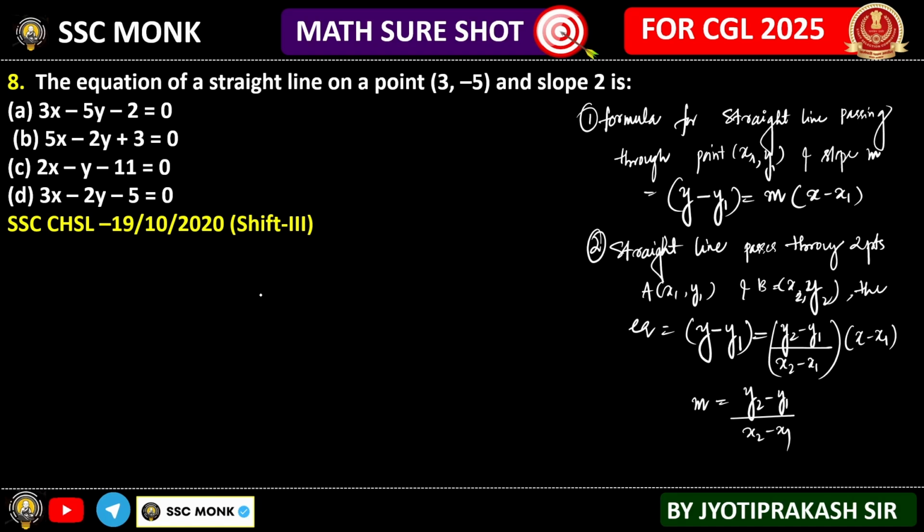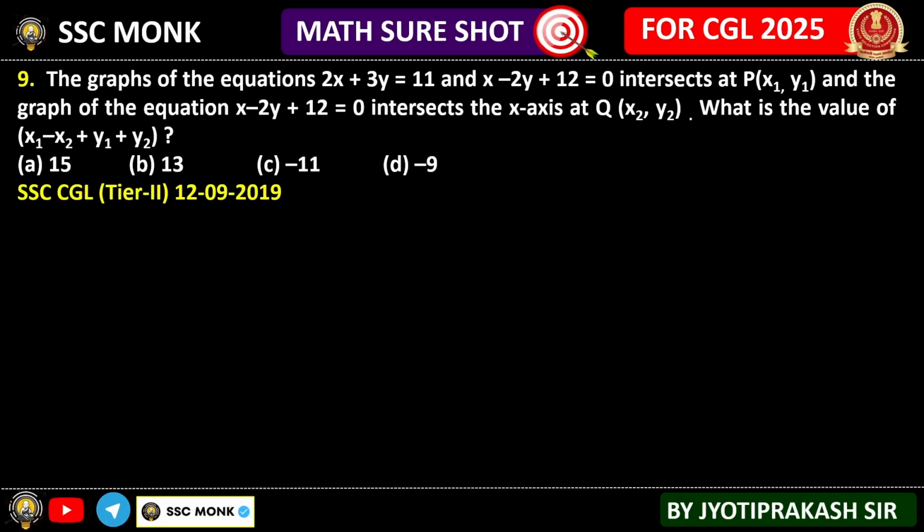Now in this particular question, what will I write? y minus y1, minus 5, that is y plus 5, is equal to slope m into x minus x1, 3. So I can write y plus 5 is equal to 2x minus 6, or this can be directly written as 2x minus y minus 5 minus 6, that is minus 11, is equal to 0. Answer option C.